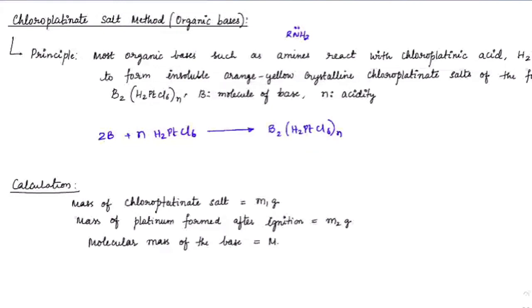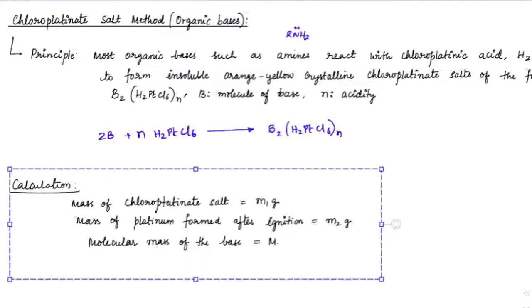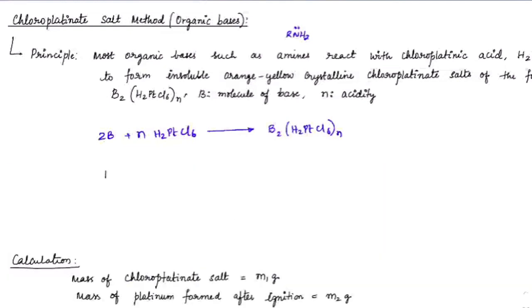Okay. So as an example, if at all I have to show it, check out, it has RNH2 plus H2PtCl6. Now this has one lone pair. So every lone pair will accept one proton. So there are 2 protons in there. So I'll take 2 of them.